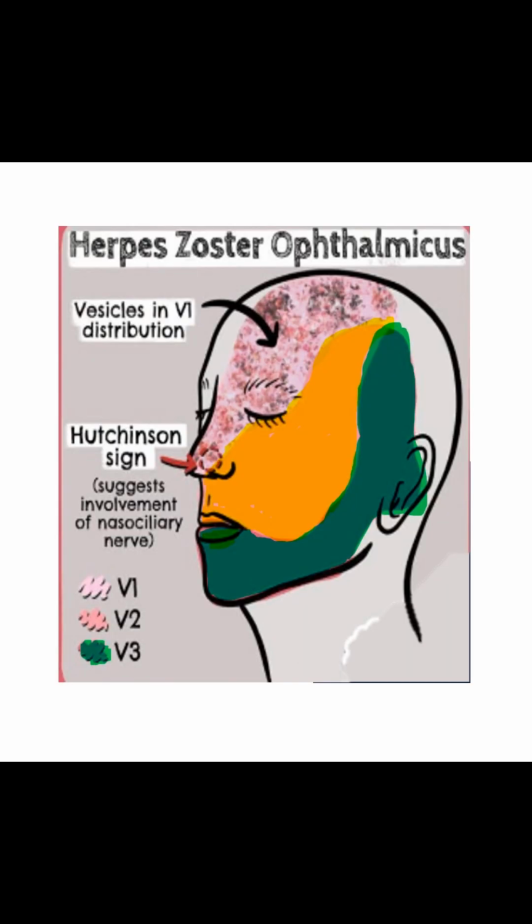Let us talk about Hutchinson's sign. Now, Hutchinson's sign basically indicates the involvement of the nasociliary nerve whenever you observe vesicles on the tip of the nose or on the root of the nose in case of herpes zoster.